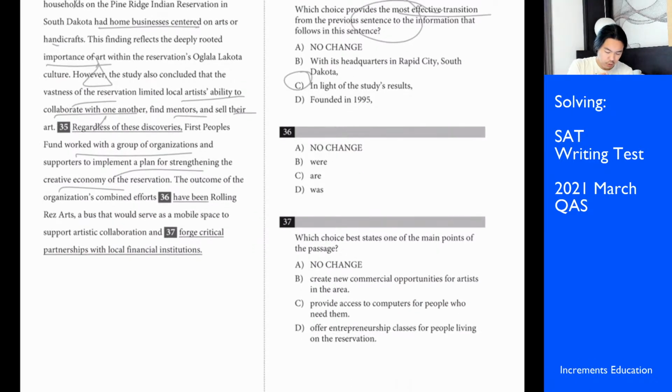The outcome of the organization's combined efforts has been, or was, right, because it's the outcome, singular, was a bus that would serve as a mobile space to support artistic collaboration. And noun, we need parallelism. Oh no, I see. To support artistic collaboration and to forge financial institutions.